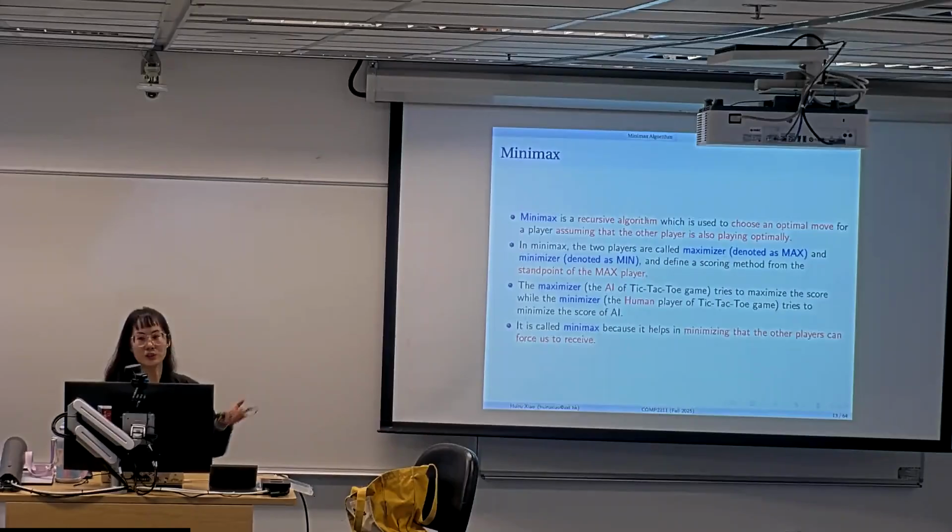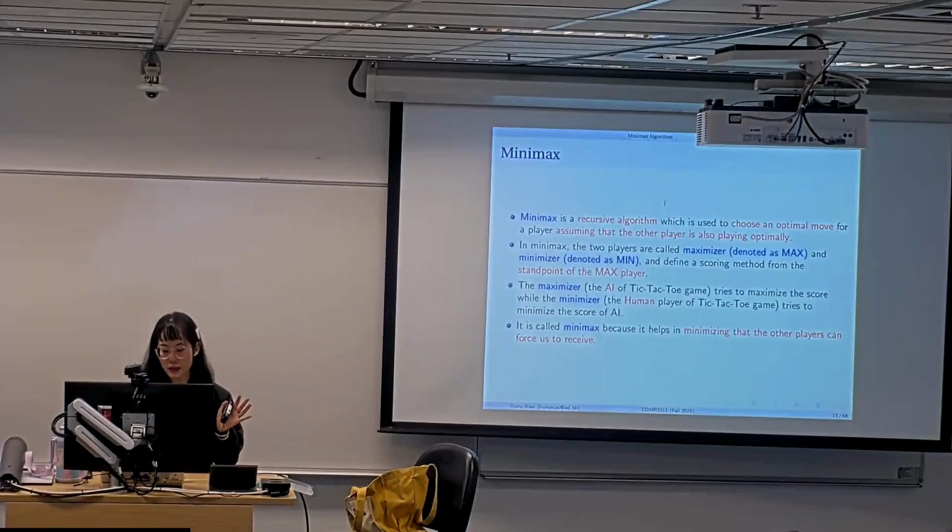I believe you already know what recursive means if you have learned some programming courses or some algorithm courses. Recursive means that the algorithm will recursively call itself. And Minimax is used to choose an optimal move for a player, assuming that the other player is also playing optimally. So in Minimax, the agent will always assume that the other player is also applying the optimal search strategy.